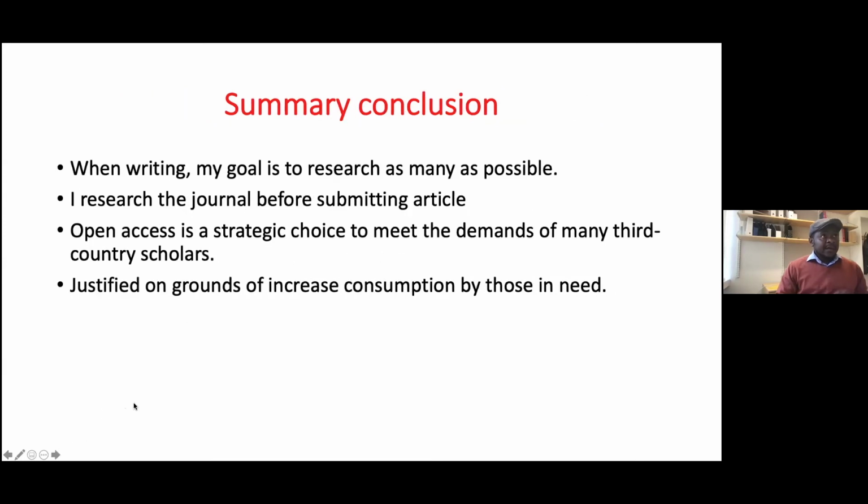So, in a nutshell, when writing, my goal is always to reach as many people as possible. And before I send out any article to any journal, I always try to research that particular journal. My choice of publishing in open access is a strategic one, because while I try to make sure that my article targets as many people as possible, I also, as an early career researcher, try to make sure that I publish in journals that have some kind of reputation.